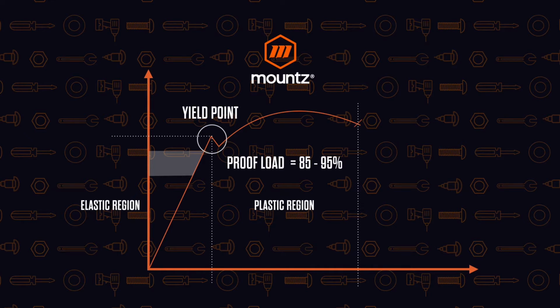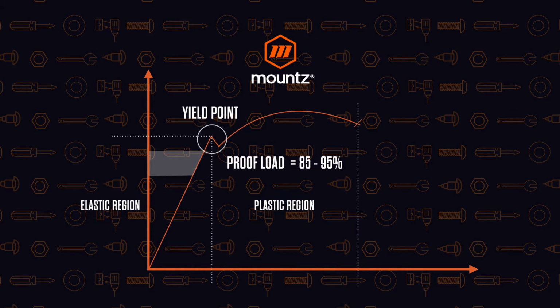However, if we go past the yield point, then that fastener will get into the plastic region, and it will then be permanently deformed. And so typically when we run a fastener to destruction, we can then take a look on our analyzer and see what that value is, and we can reduce that to about 75% to 85% of the destruction point.